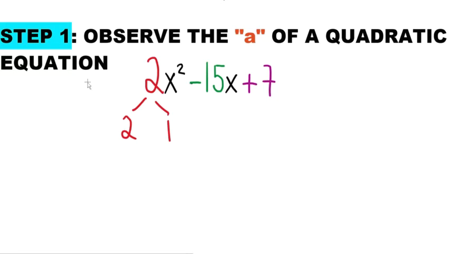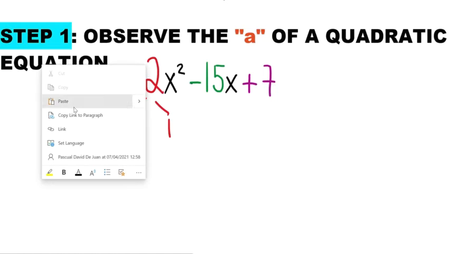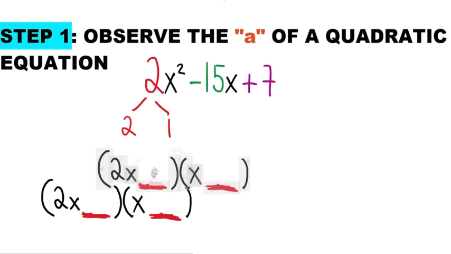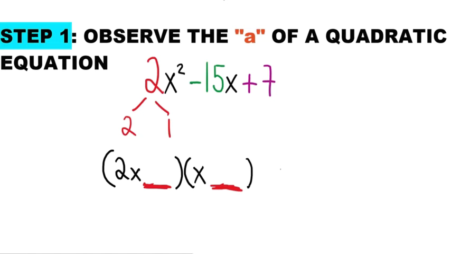If you will recall, the first step required that we observe the first term, and see what multiples we can find. So if we have 2 as our first term, we have always 2 and 1. So that's quite simple. That's going to tell us that in the factored form it's going to be 2x and x. There's no other possibilities. So now that we know in step 1 that the a of our quadratic equation is 2x and x, we can move on to step 2.